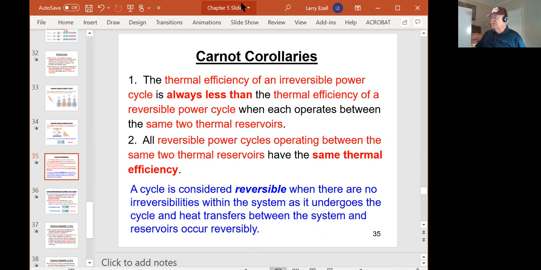All right, here are the Carnot corollaries. Now, it's going to seem like we just keep saying the same thing over and over. It's like we take something fairly simple and we try to make it hard. But anyway, here are the Carnot corollaries. And we've already said this in a slightly different way. The thermal efficiency of an irreversible power cycle is always less than the thermal efficiency of a reversible power cycle when each operates between the same two thermal reservoirs at TH and TC.